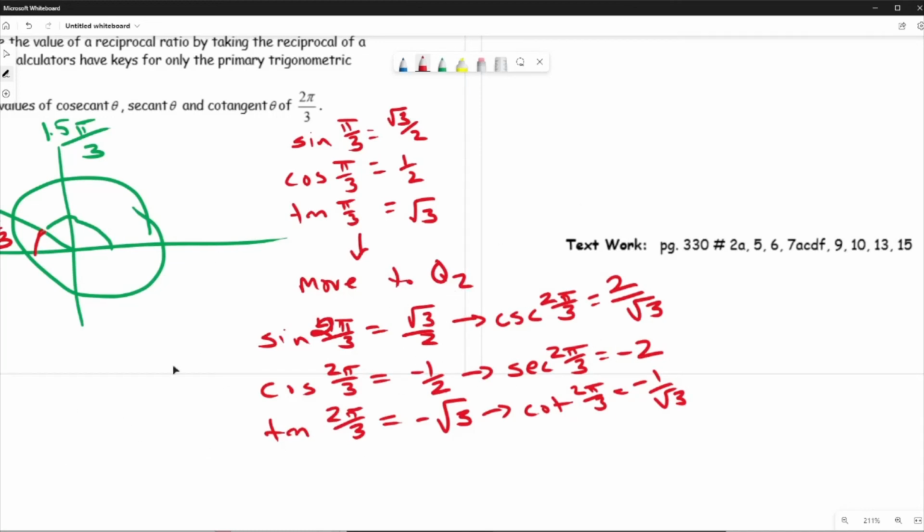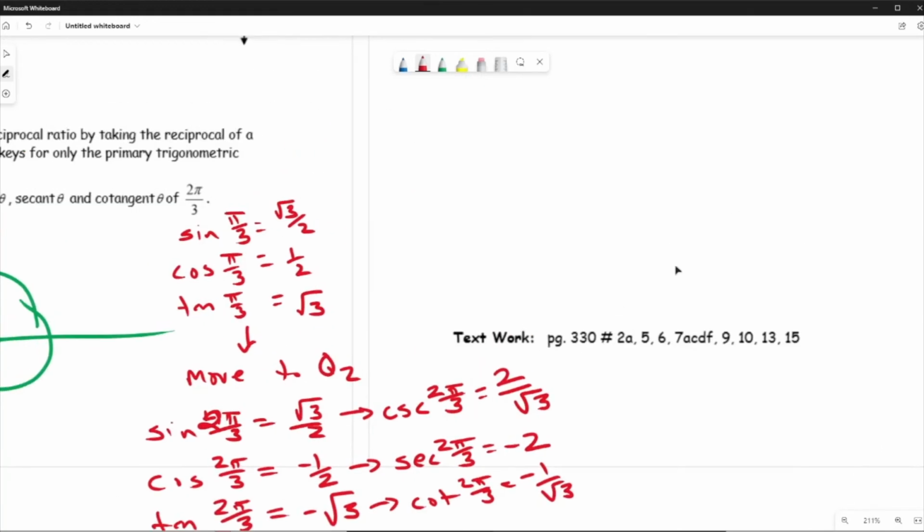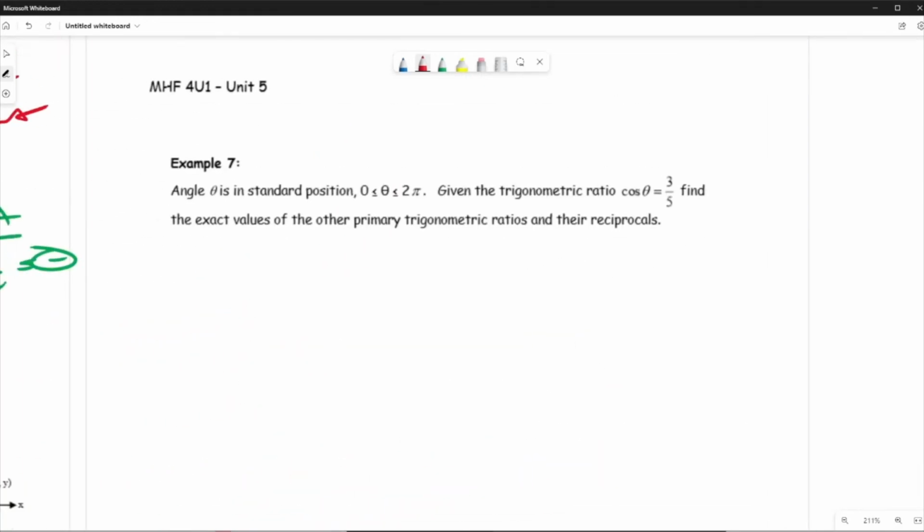I know I'm going a bit quick because I just want the video to try to stick to 75 minutes. You can rewind if you need to. Last question is, an angle in standard position has a ratio of 3 over 5. What are the other ratios?